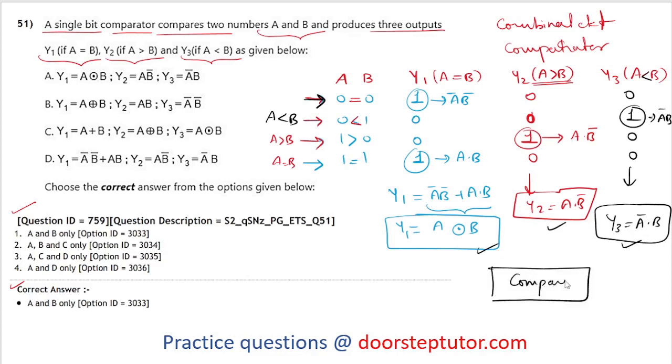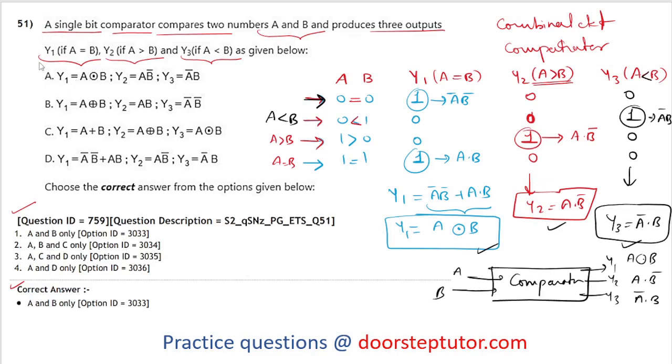So if we have a comparator which has inputs as A and B and outputs are Y1, Y2 and Y3, then the expression for Y1 is A XNOR B, Y2 is A dot B bar and Y3 is A bar dot B. So we have to select the correct answer from the given options.